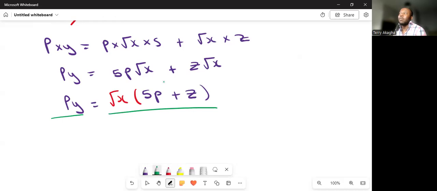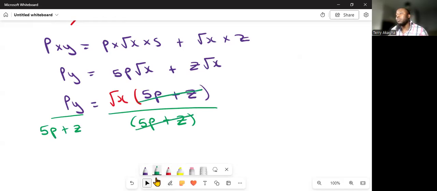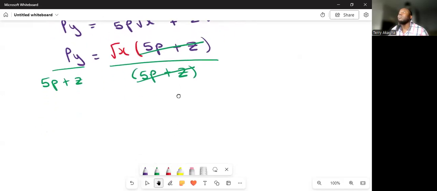Now, the next thing is that I'm going to divide both sides by 5p plus z to make square root of x alone. Are you seeing it? So all this will cancel this, and then we're going to have py divided by 5p plus z is equal to square root of x.